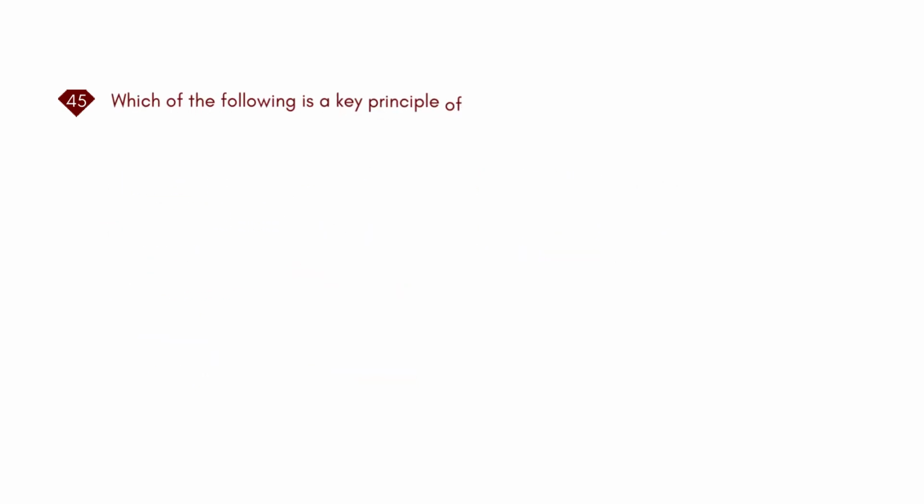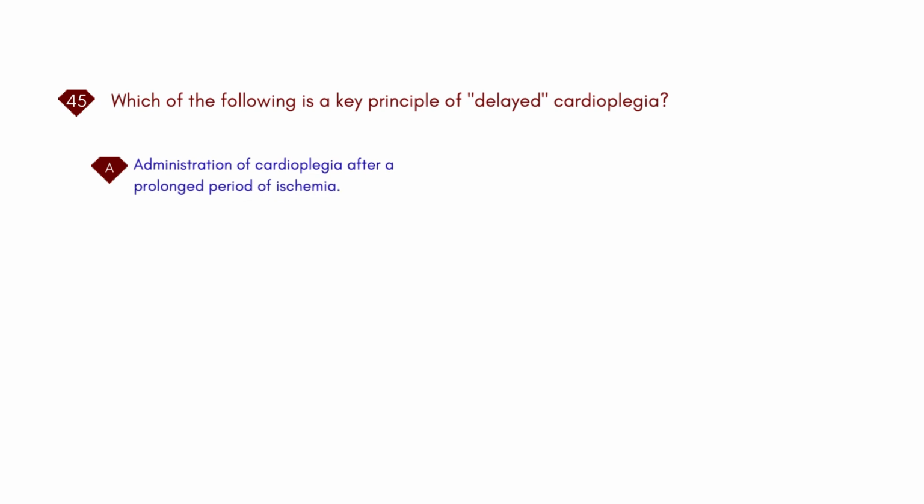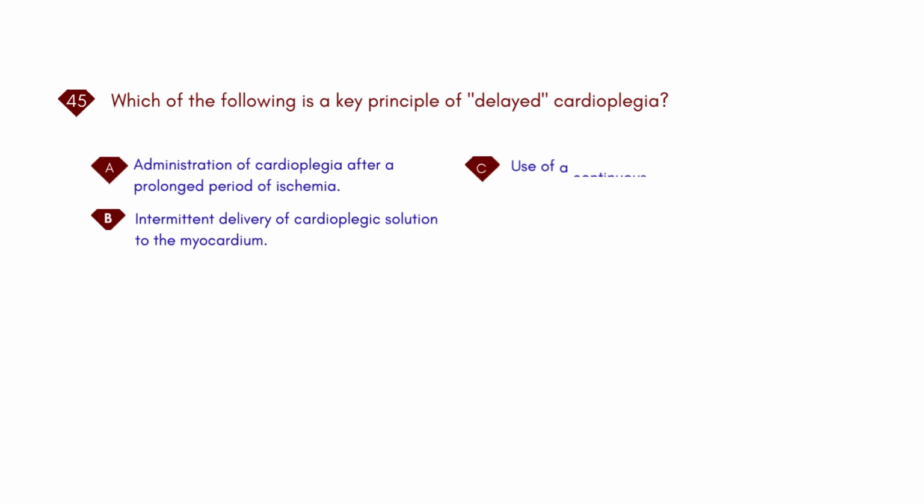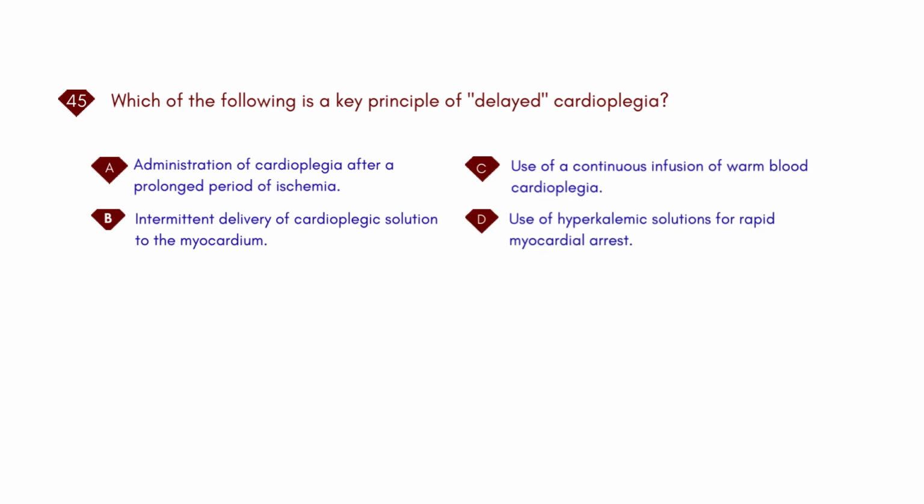Which of the following is a key principle of delayed cardioplegia? A. Administration of cardioplegia after a prolonged period of ischemia. B. Intermittent delivery of cardioplegic solution to the myocardium. C. Use of a continuous infusion of warm blood cardioplegia. D. Use of hyperkalemic solutions for rapid myocardial arrest. Answer: B. Intermittent delivery of cardioplegic solution to the myocardium.